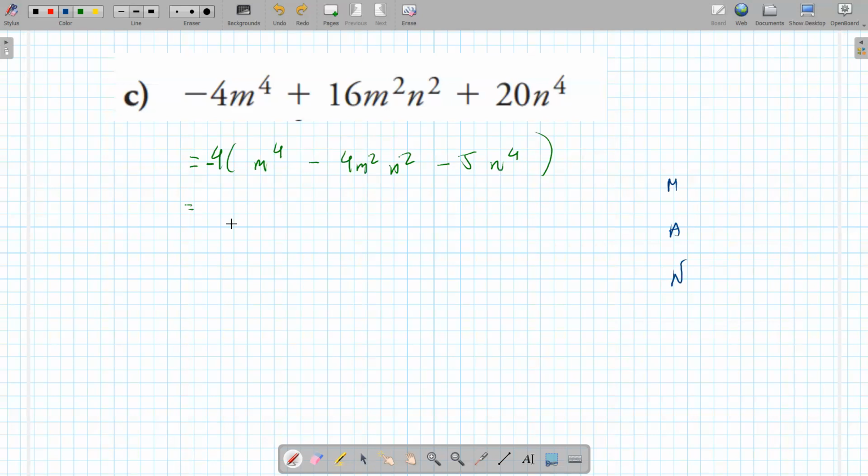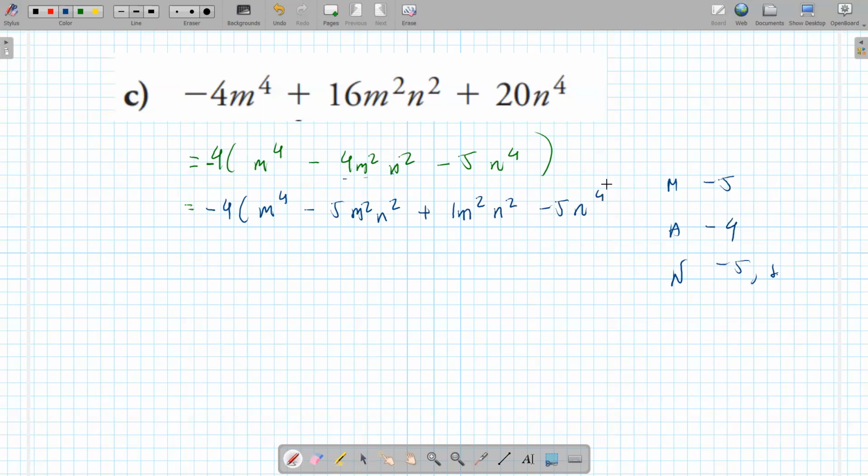What does it multiply to? What does it add up to? It multiplies to -5 and adds up to -4. What are the numbers? -5 and +1. And what you're going to do is break down the central term. So -4 becomes -5 plus 1.